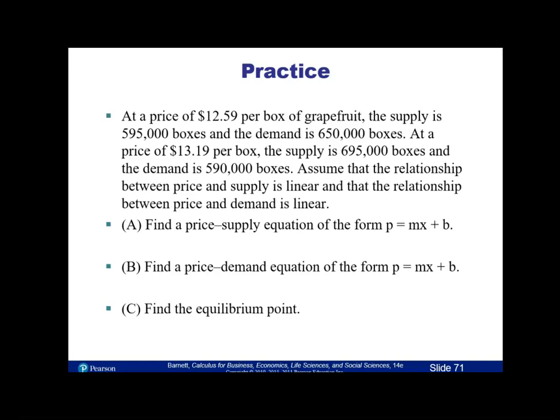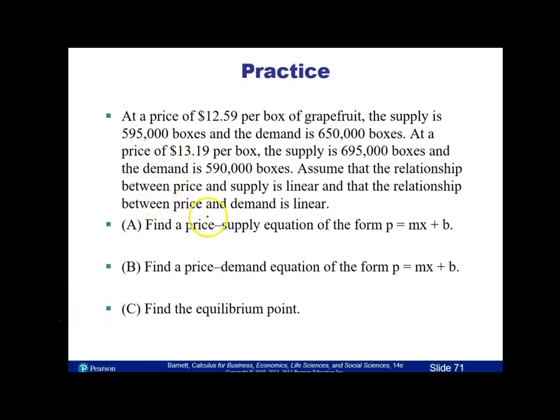All right, so we're going to look at this problem here. At a price of $12.59 per box of grapefruit, the supply is 595,000 boxes and the demand is 650,000 boxes. At a price of $13.19 per box, the supply is 695,000 boxes. The demand is 590,000 boxes. Assume the relationship between price and supply is linear and that the relationship between price and demand is linear. We want to find a price-supply equation of that form and then find a price-demand equation.